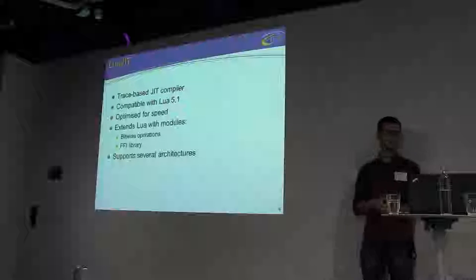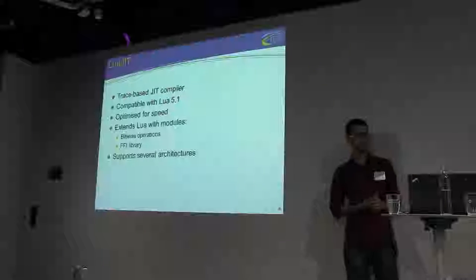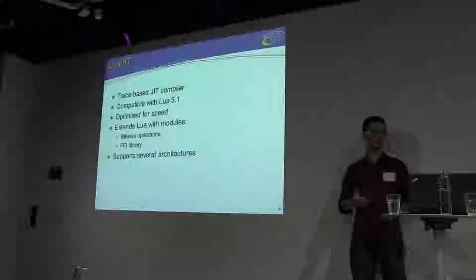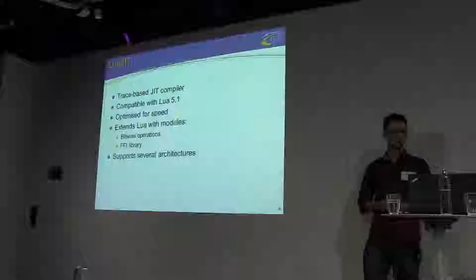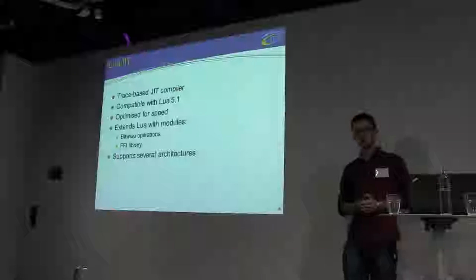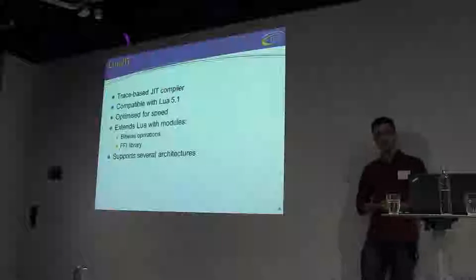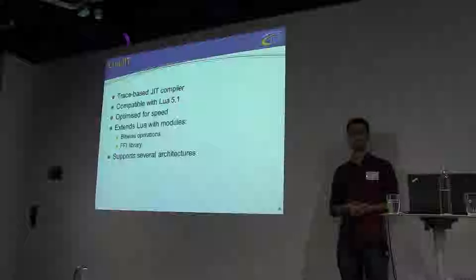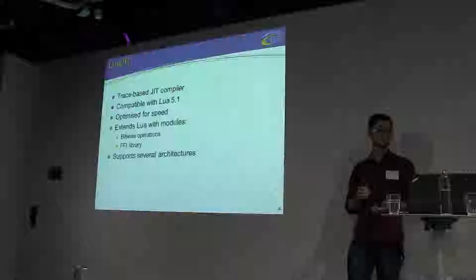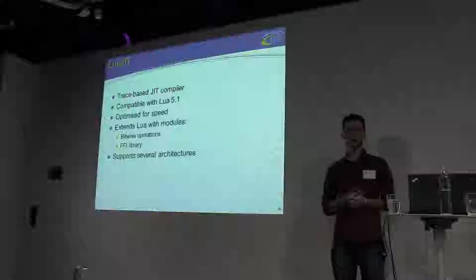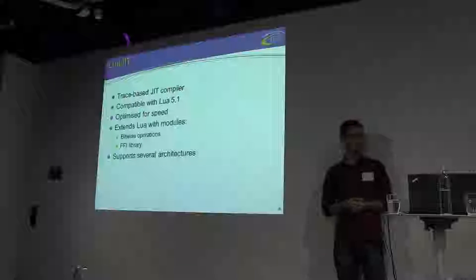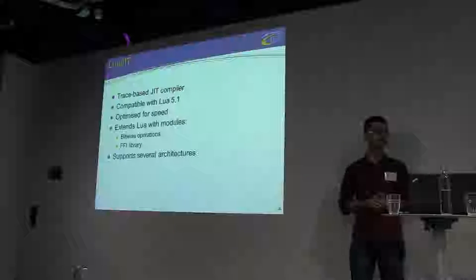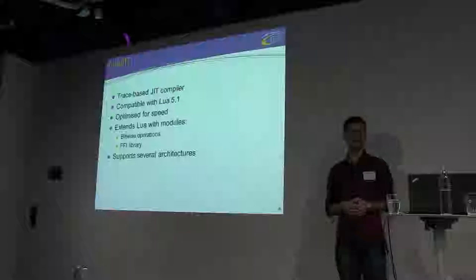LuaJIT, as I mentioned, is a trace-based JIT compiler. I assume a lot of people here use LuaJIT and maybe know these basics, but I will mention them. It is compatible with Lua 5.1 and some of Lua 5.2, so yeah, LuaJIT breaks compatibility with Lua. It is optimized for speed. It's more often than not compared to C when it comes to speed. It extends Lua with certain modules like the FFI library and the bitwise library, and that also breaks compatibility with Lua.